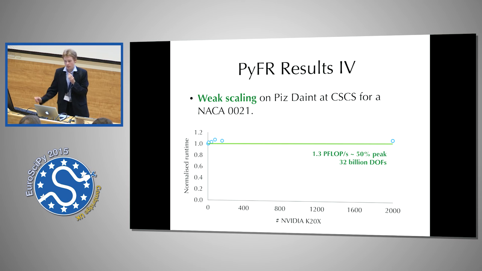Finally, I'd just like to finish up with some weak scaling results on Piz Daint at CSCS. So this is an NVIDIA K20X cluster. And what you can see here is we took a NACA 0021 aerofoil. We weak scaled it up to 2,000 NVIDIA GPUs, where we managed to obtain 1.3 petaflops per second of sustained performance, which is approximately 50% of peak, with a total of 32 billion degrees of freedom. So this really is Python at petascale.